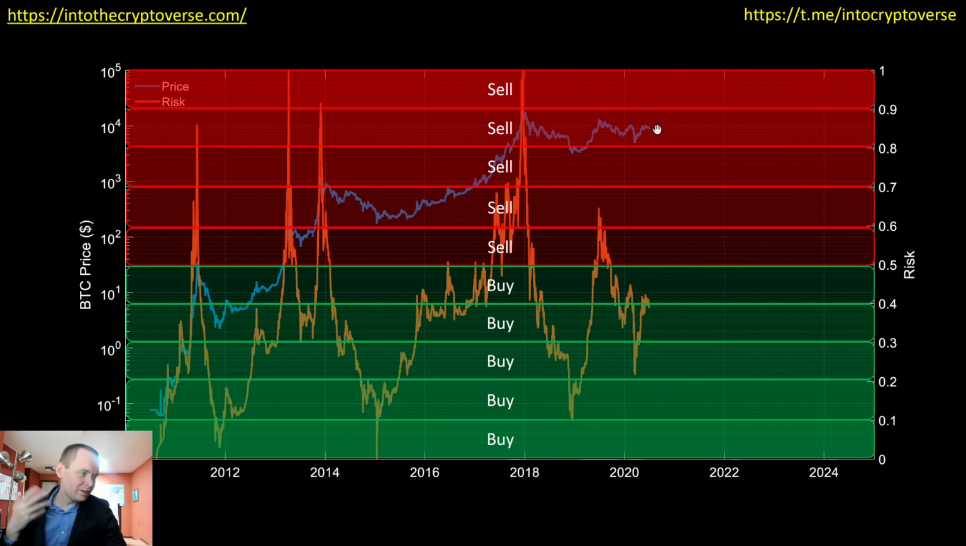Now, how do you use this to your advantage? Do you only sell when the risk gets to 0.9? Do you sell at other time frames? Well, I'll tell you what I do. I buy when the risk is between 0 and 0.5, and I sell when the risk is between 0.5 and 1. Okay? Now, you might be wondering, well, how do I buy? How do I sell? Well, there's a lot of different ways you can do it.